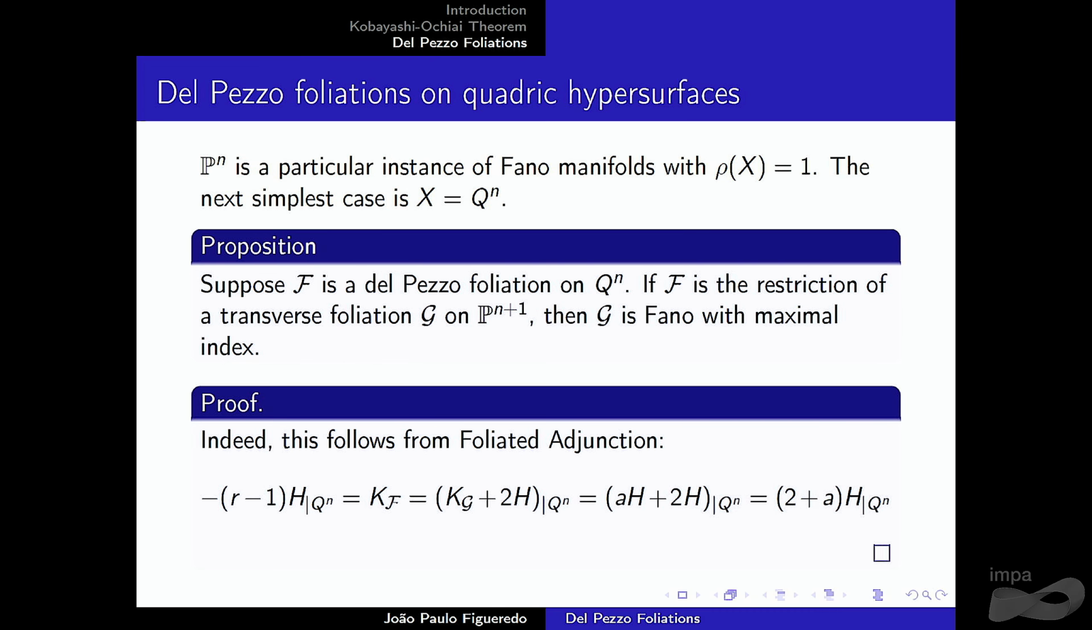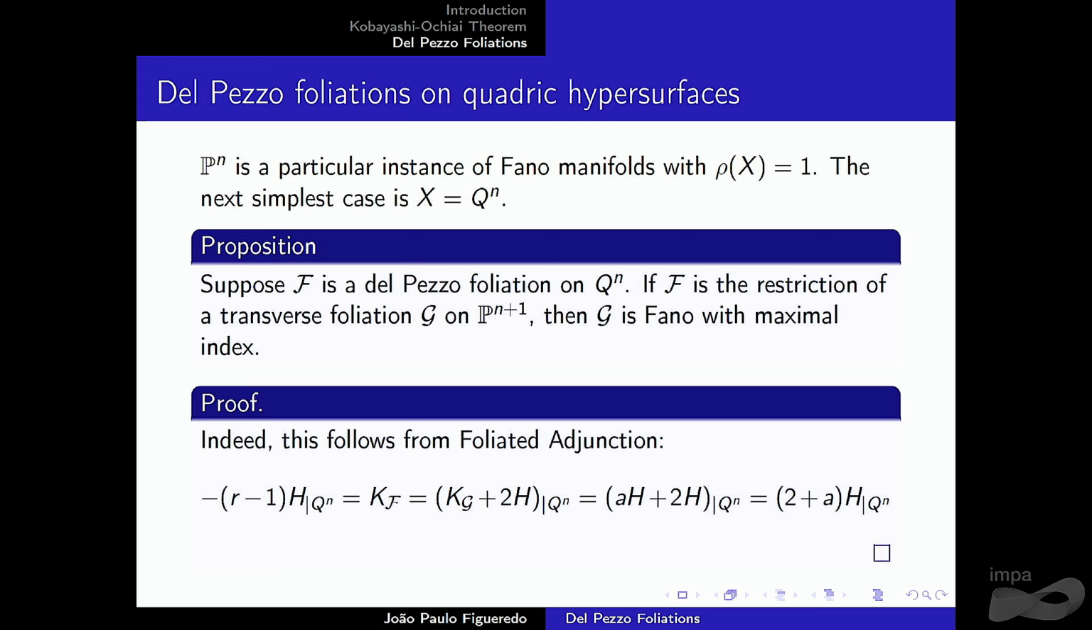So these are the Del Pezzo foliations on Pn. Pn is a particular instance of a Fano manifold with Picard number 1. Another Fano manifold with Picard number 1 are the quadratic hypersurfaces. In order of complexity, the next simplest case. So we can also try to classify Del Pezzo foliations on Qn.